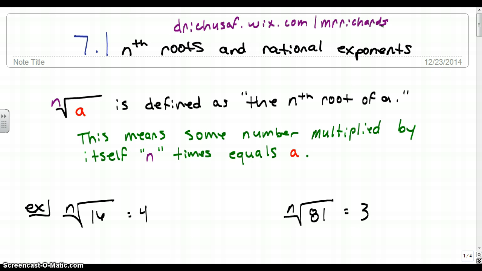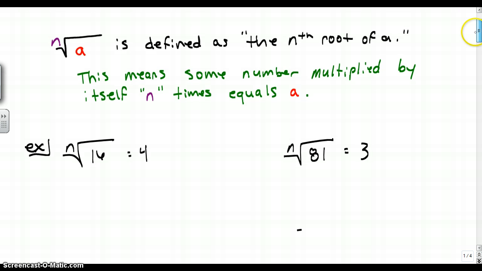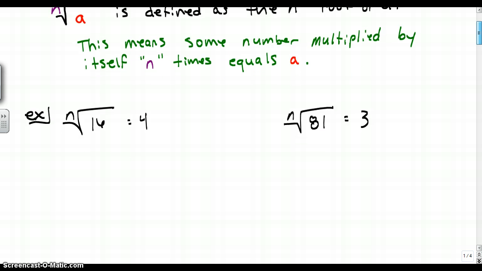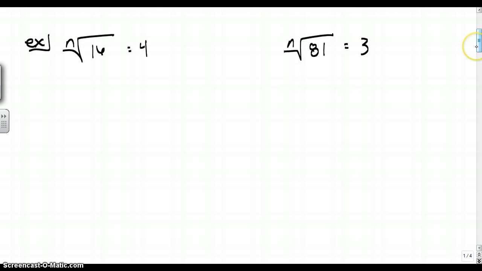So here we go. First section is 7.1, nth roots and rational exponents. An nth root is defined as the nth root of a. I see n radical a, n is the index, a is the radicand, and we define it as the nth root of a. This means that some number multiplied by itself n times equals a. So far we've dealt with square roots, and we've seen that some number multiplied by itself twice would give you that number under the radicand. Well, now we're talking about nth roots. We don't know what that index is. That's what we're trying to find.